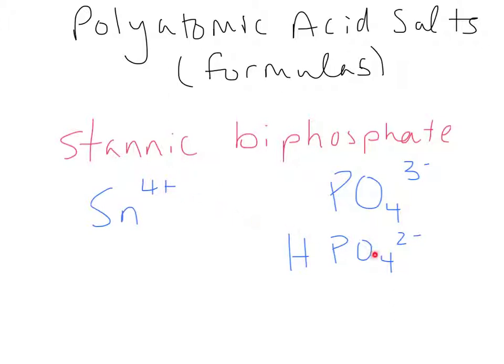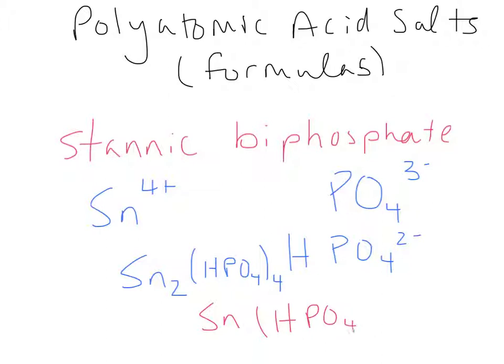And I get Sn2 bracket HPO4 bracket 4. But don't forget that because these 2 numbers right here are multiples of each other, we need to reduce. So what this ends up reducing to is we get Sn bracket HPO4 bracket 2. I hope that's helpful, and good luck with your homework.